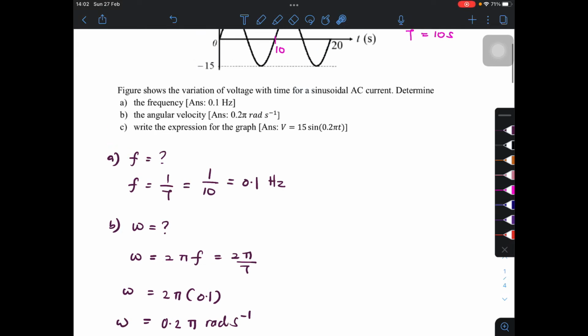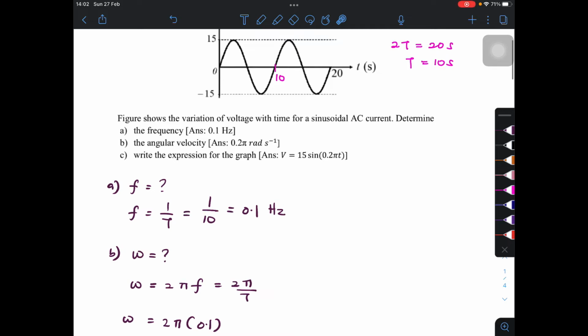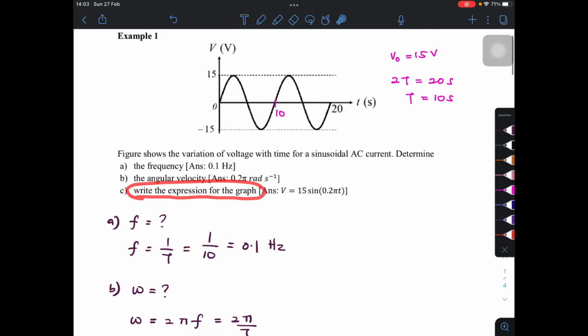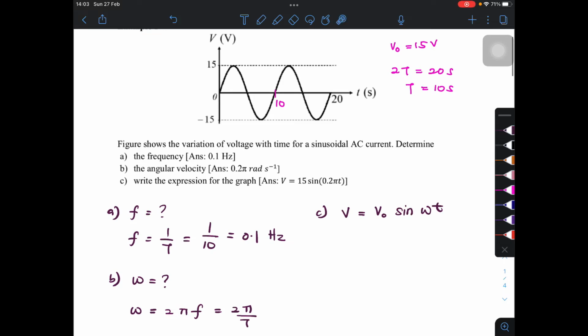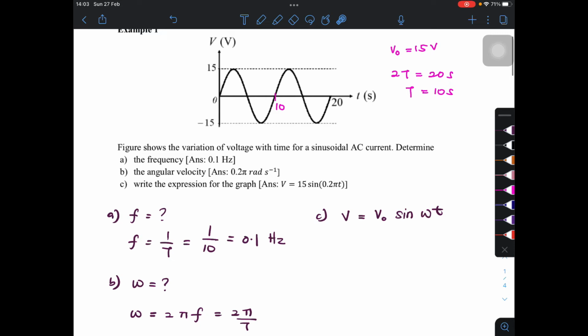And then the last one, we need to write the expression for the graph. Since our graph is voltage against time, the first thing we need to do is write the general expression, where we have V is equal to V naught sin omega t. From here, our graph starts with 0, so we can use this expression.